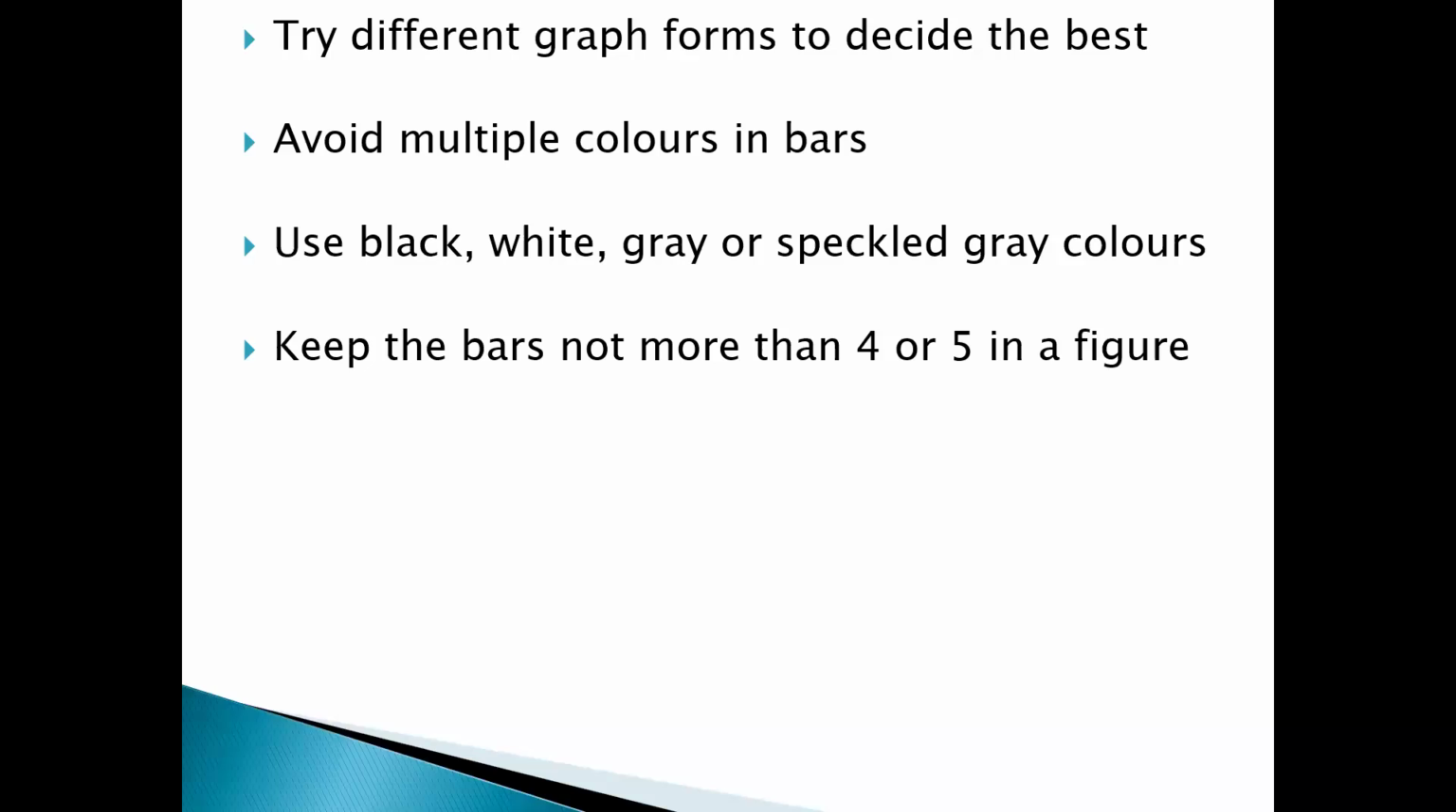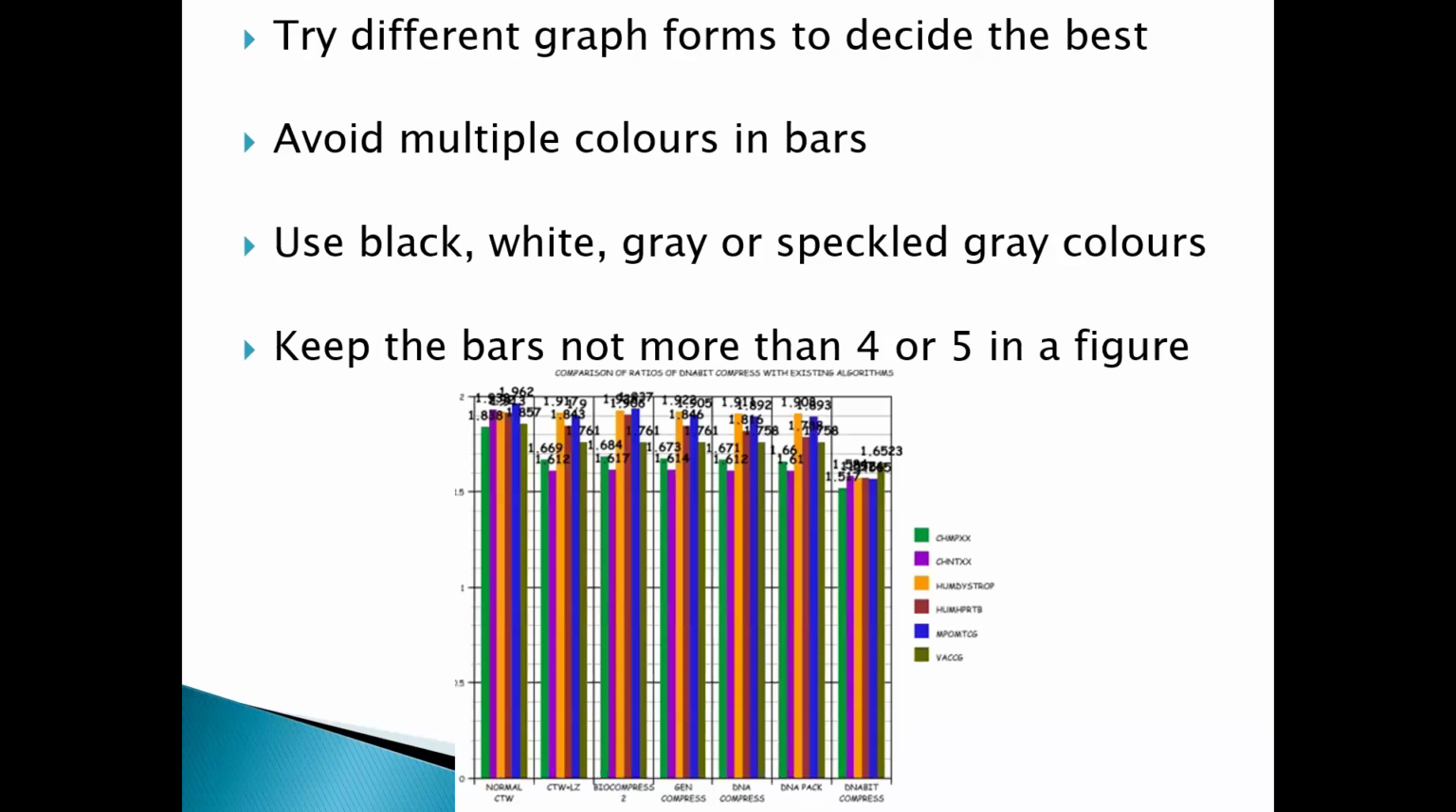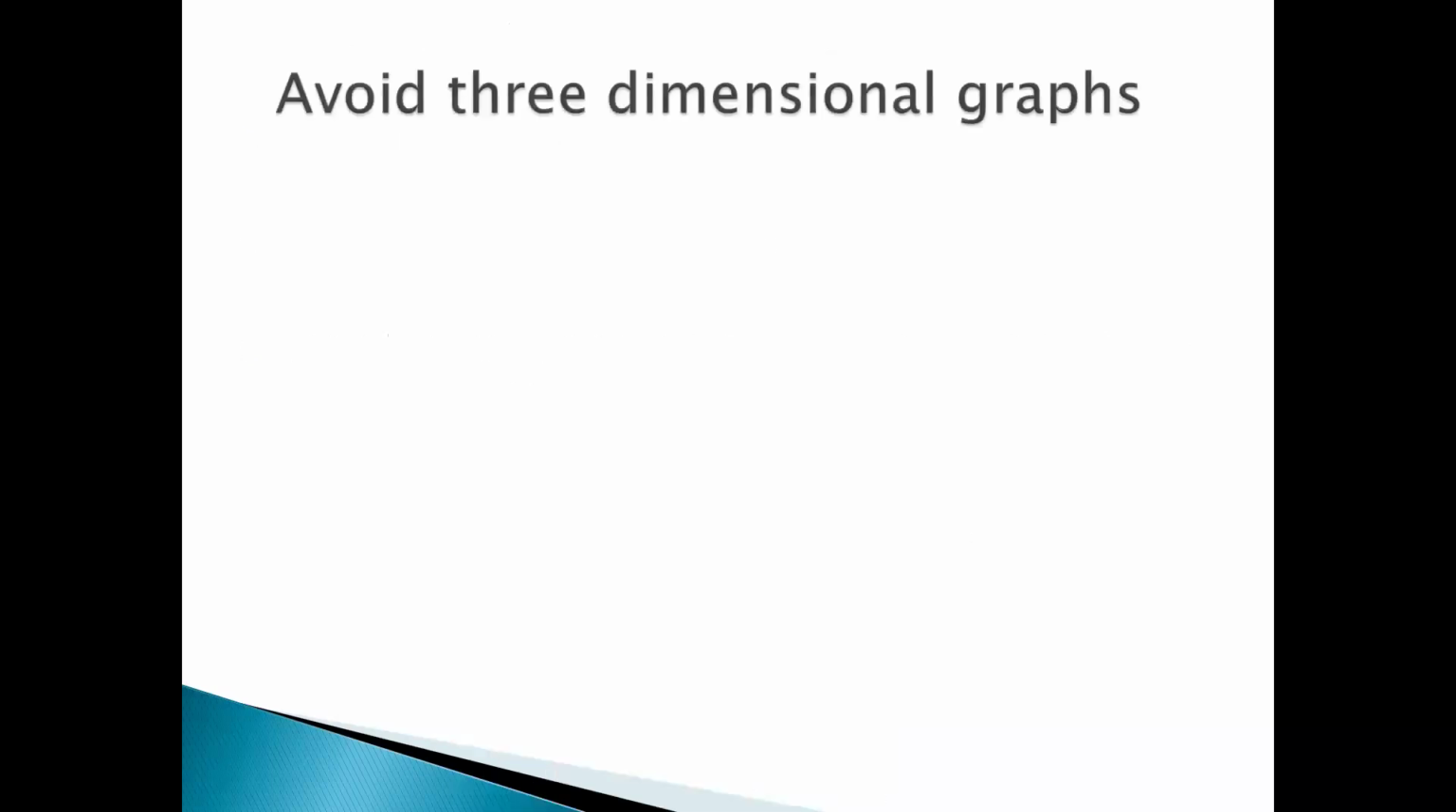One of the reasons why I showed you only those four colors is because you cannot keep more than four bars in a figure, because that will make it more confusing for the reader. For example, if you show a bar graph like this, I don't think anybody can understand the purpose of this. Nobody can interpret this. So avoid using more than four or five bars in a particular diagram.